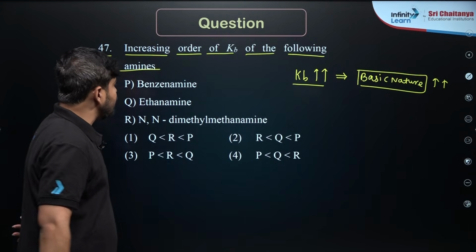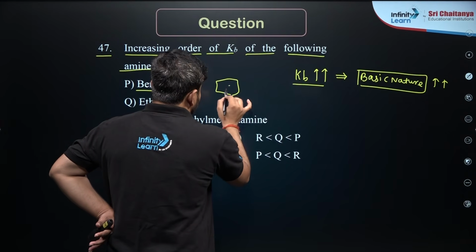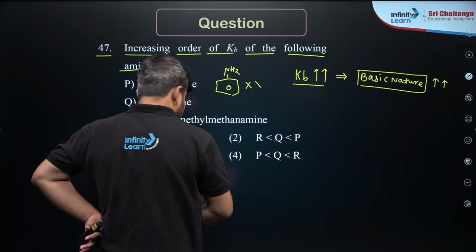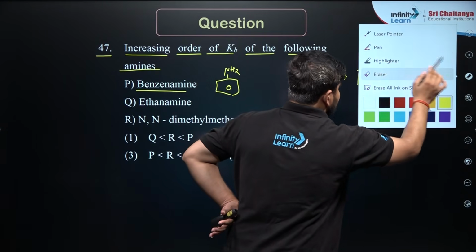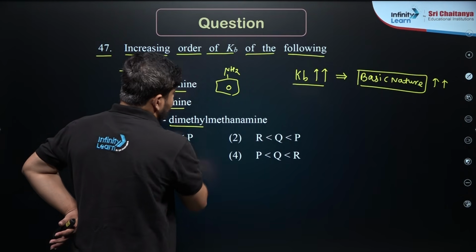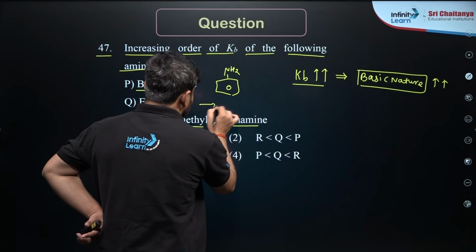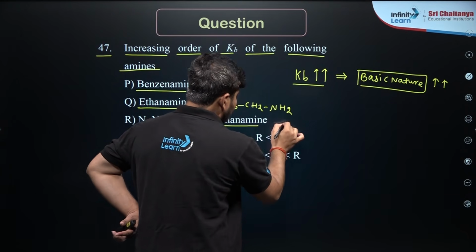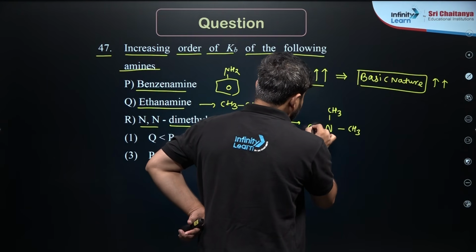Okay, what we know here: the first one is benzene amine, so definitely this one is very less basic. We have to provide the order, so this is less basic. After that, this is ethanamine, and this is N,N-dimethylamine. So here, this is CH3CH2NH2, right? And if I write this one, this is CH3, and this is also CH3, and this is also CH3.